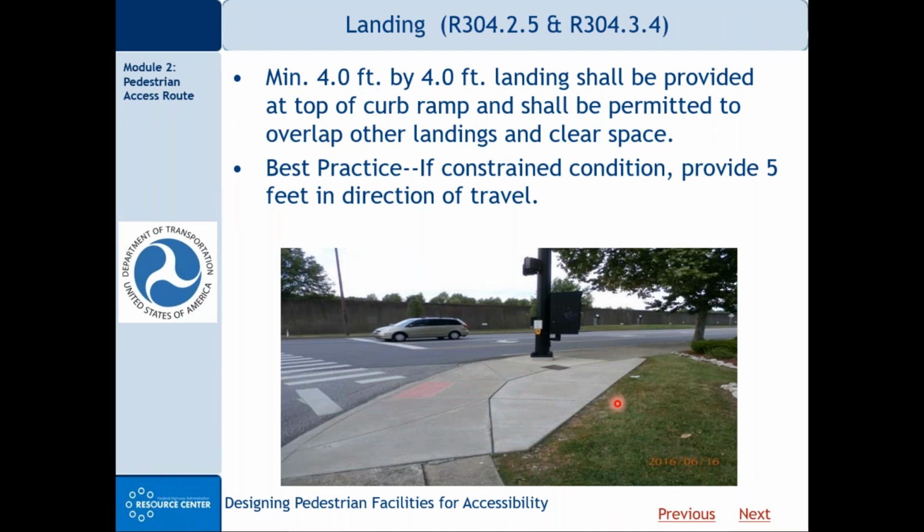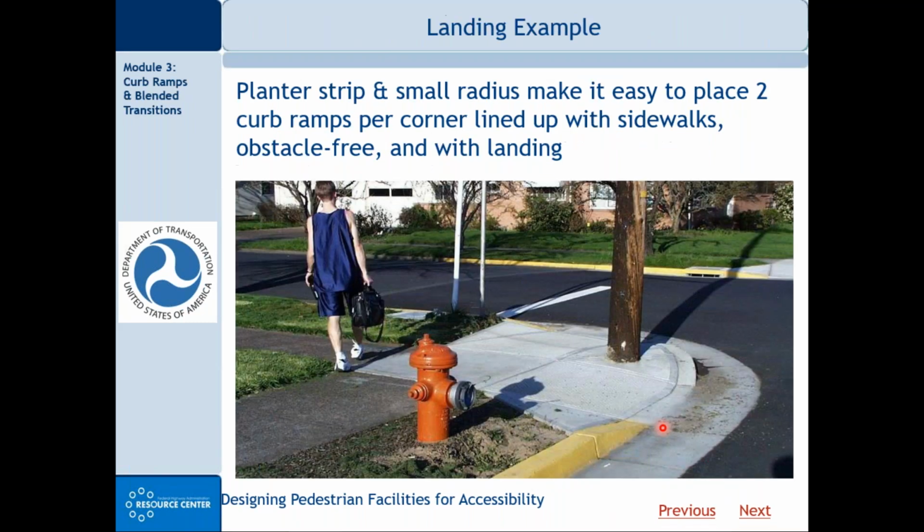And I don't know if you caught it in the video, it wasn't really highlighted, but at one scene, Marilyn came up the ramp onto the sidewalk, and then there was a curb with like a bed of flowers behind it, and Marilyn's footrest hit that curb. That's called a constrained condition. If there was a curb here or a storefront, that would be a constrained condition. And the best practice is if you have a constrained condition, and if you can do it, provide a 5-foot landing in the direction of travel. But under the final rule, the minimum is 4 by 4. I'm just sharing with you what the best practice would be for a constrained condition.